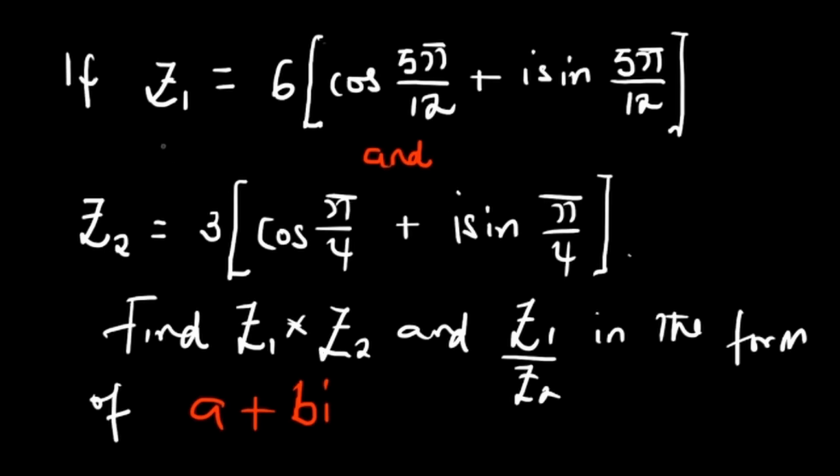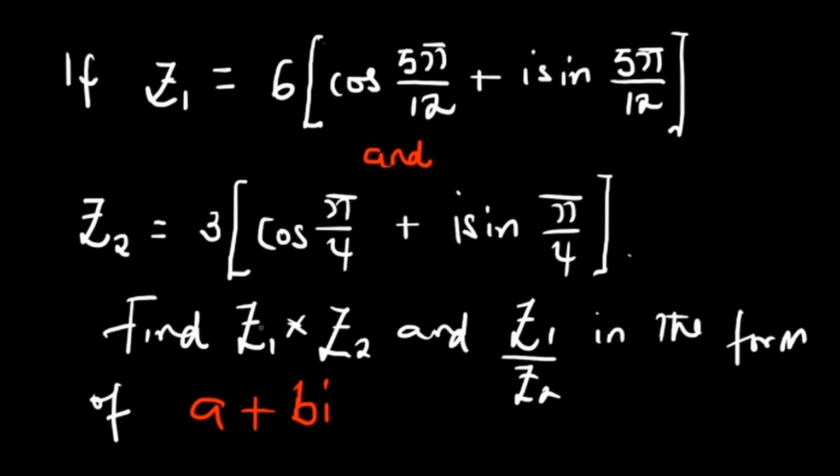The question reads, if z1 is equal to 6 open bracket cos 5 pi over 12 plus i sine 5 pi over 12, and z2 is equal to 3 open bracket cos pi over 4 plus i sine pi over 4. Find z1 times z2 and z1 over z2 in the form of a plus bi. So we are basically being asked to evaluate these two, multiply them and divide them, and then express them in rectangular form. Well, here are some things you need to know.